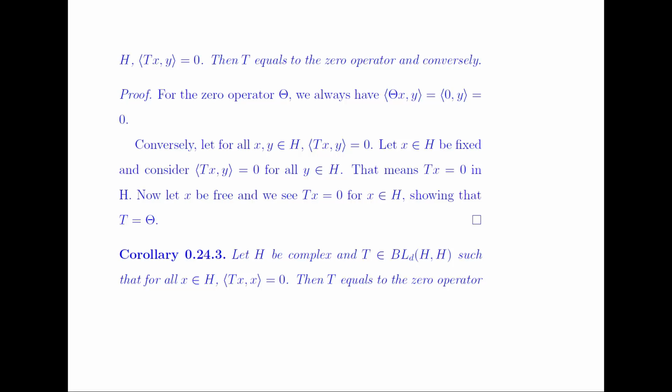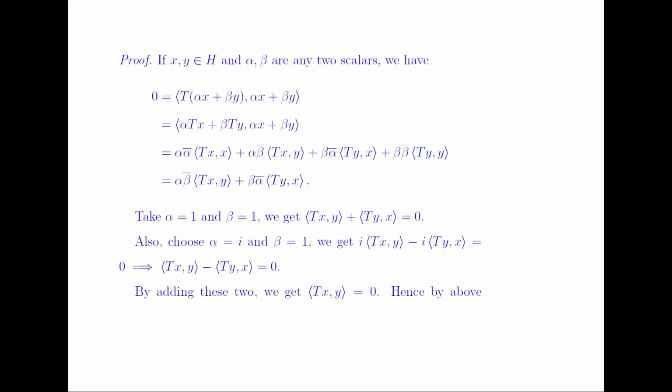Further, the result will be obtained from this. Let H be a complex Hilbert space, so the field we have taken here is complex, and T is a bounded linear operator from H onto itself, such that for all x belonging to H, the inner product of Tx comma x is equal to 0. Then T equals the 0 operator. Now the proof of this.